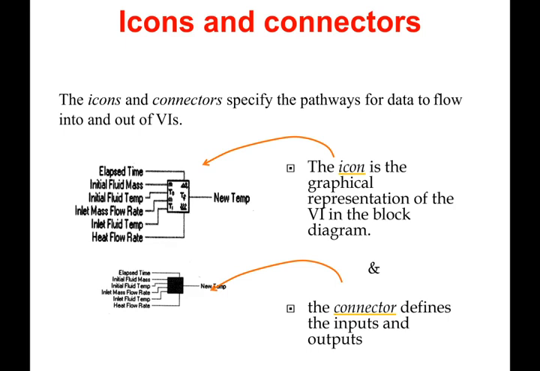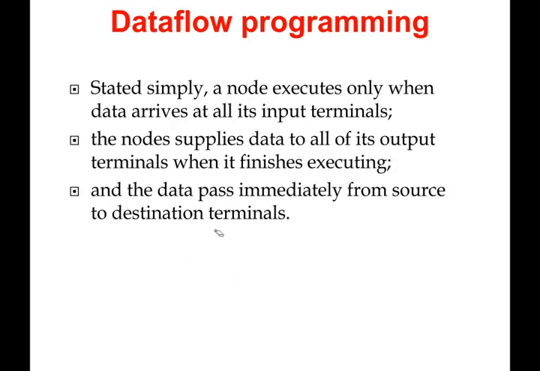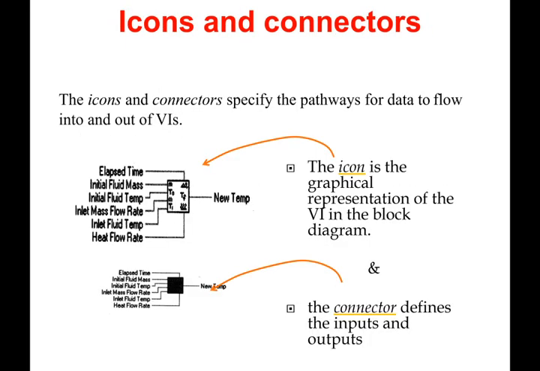Looking at this node, if you will, data flow programming here means that you have to receive all of your inputs before processing anything. When you have received all of your inputs, it will give you an output of the new temperature, for example. Otherwise, you will not receive an output. So you always have to be mindful of the icons and connectors. The icon is a graphical representation of the VI block in the diagram, and the connector defines the input and the output.